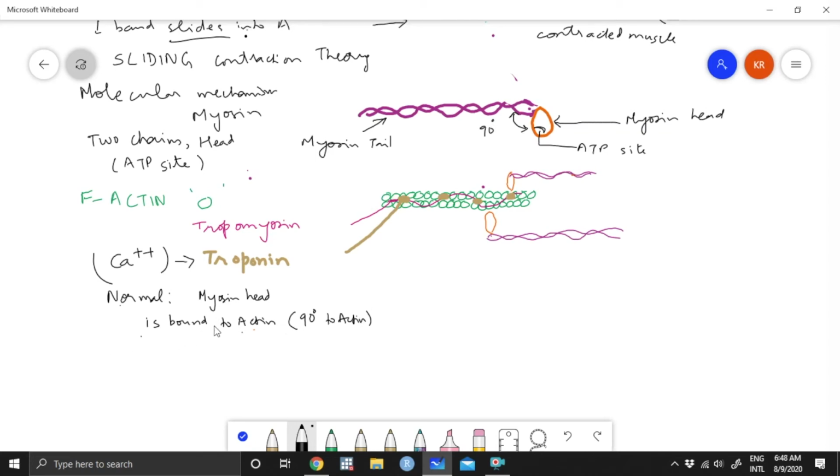However, when we say that they are bound, they are not actually completely bound. The reason is that tropomyosin prevents proper binding.